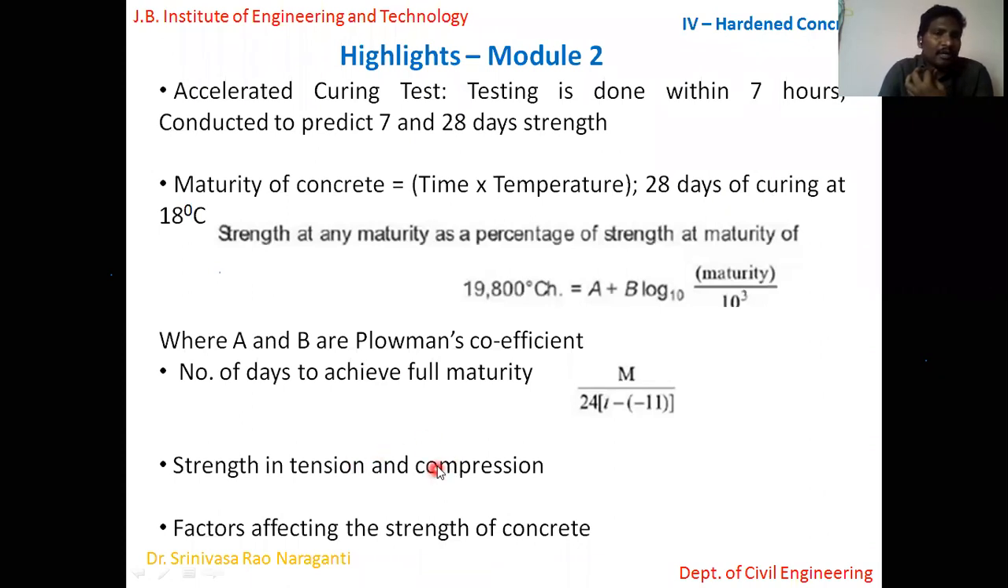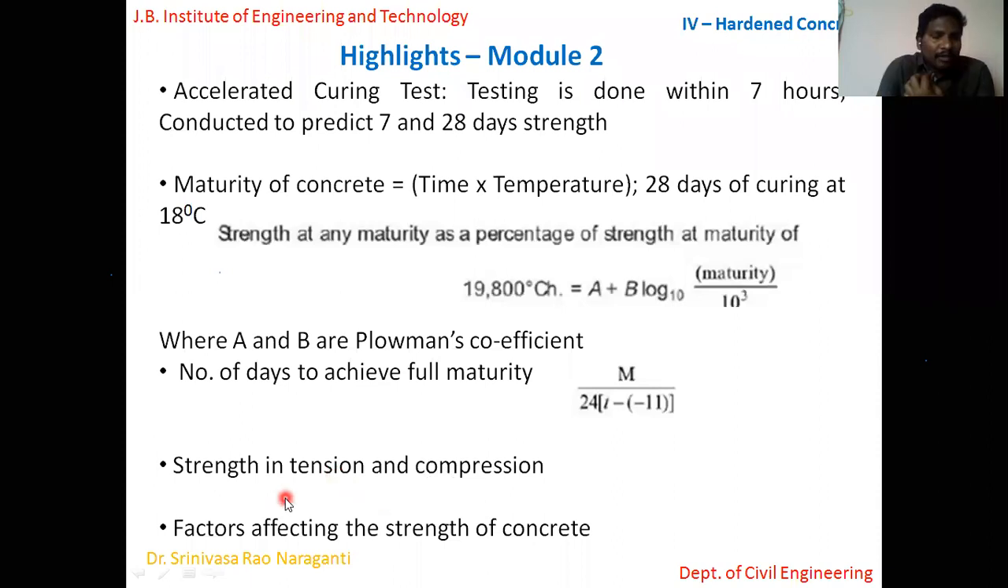That means the tensile strength of the concrete is usually some fraction, related with some equation in terms of compressive strength. That means compressive strength times some function. I mean, tensile strength is a function of compressive strength. These are related through a mathematical expression.